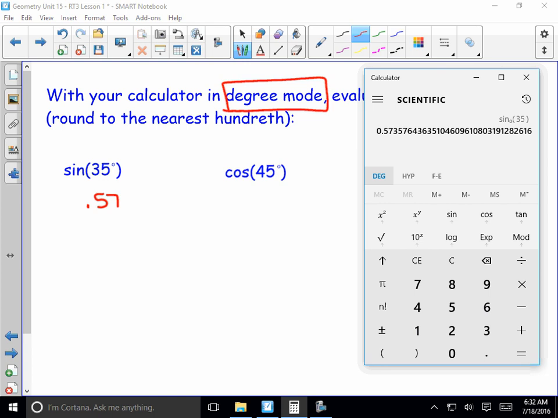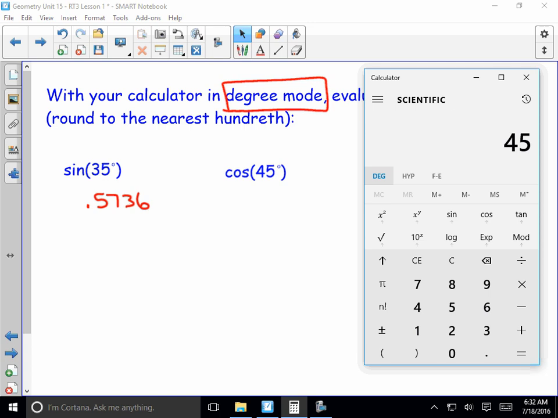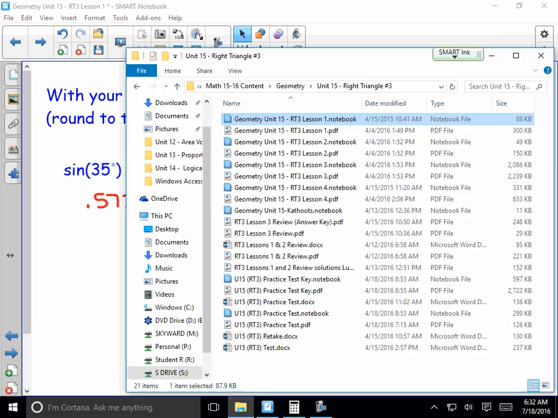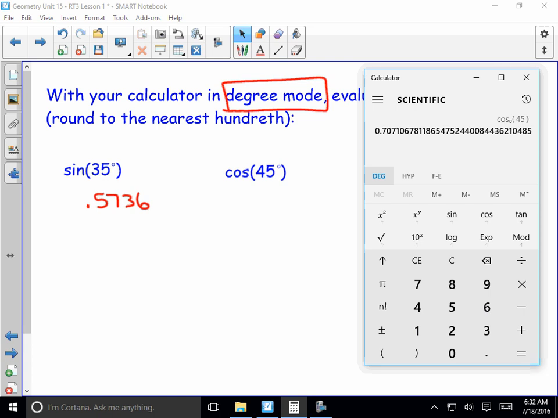Now, when we're using these to solve problems, I would actually suggest going to the ten-thousandth, or the fourth decimal place, to really make sure that we're getting one of the most accurate values we can for our answer. And then if we wanted to find the cosine of 45, we get 0.7071.